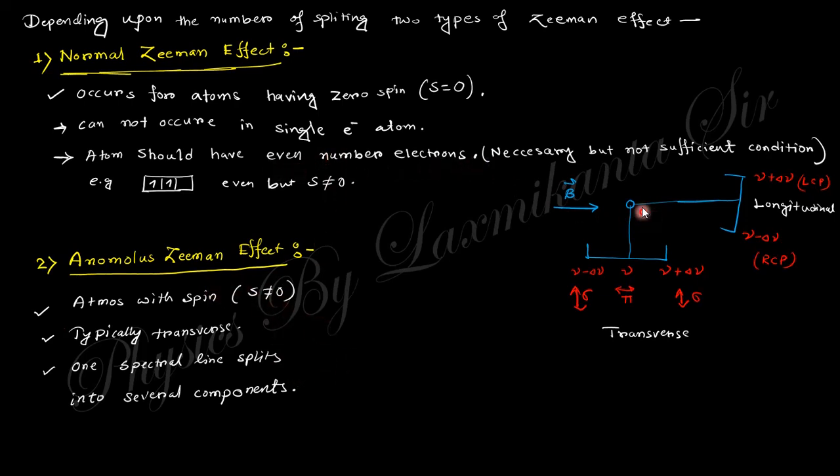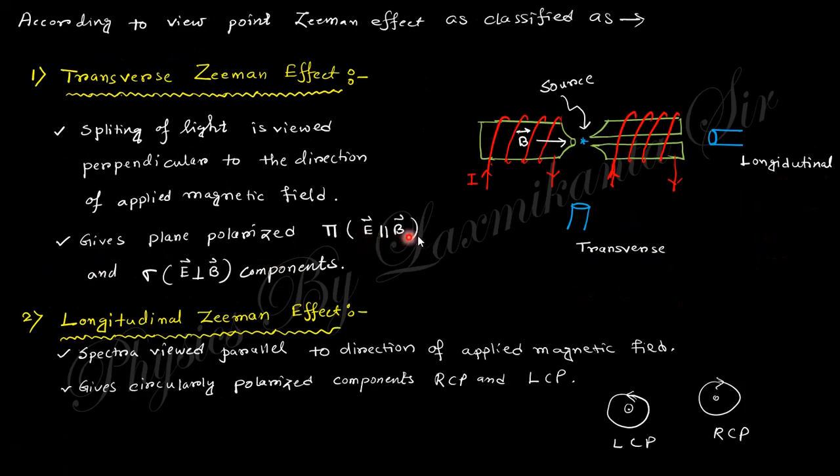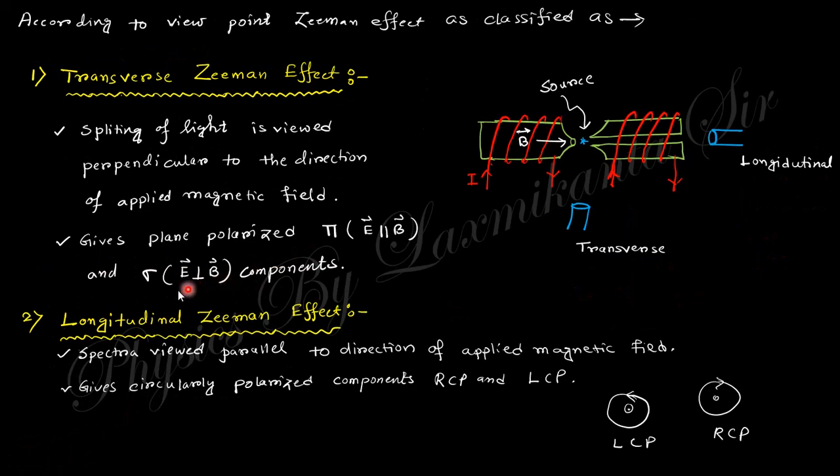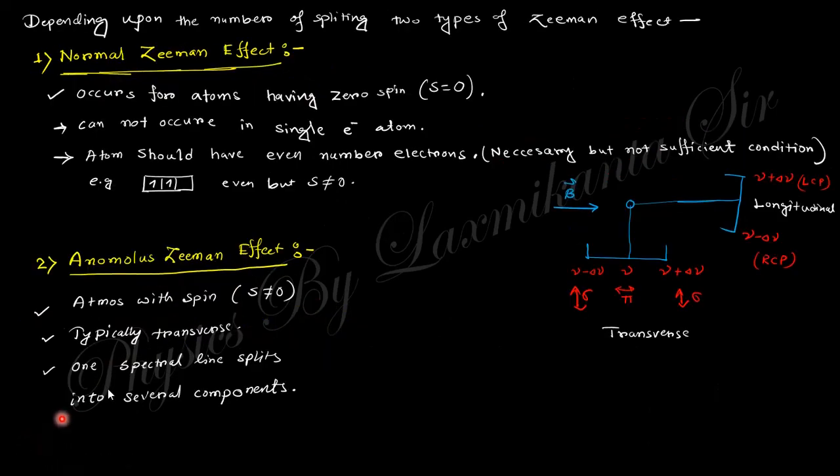In the normal Zeeman effect, in the perpendicular position, that is the transverse Zeeman effect, we get three frequencies. Number one is the same frequency nu, that is the source frequency without a magnetic field. This is the pi component, which is parallel to the external magnetic field. And another two, nu plus delta nu and nu minus delta nu, have a shift, which is called the Zeeman shift. These two are both sigma components. Sigma means the electric field and magnetic field are perpendicular.